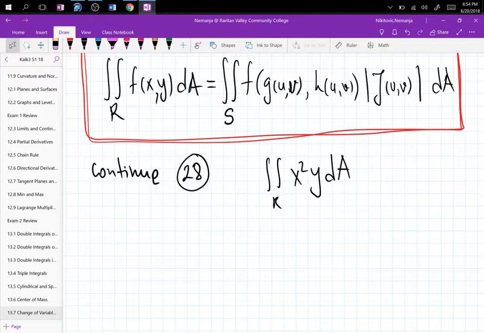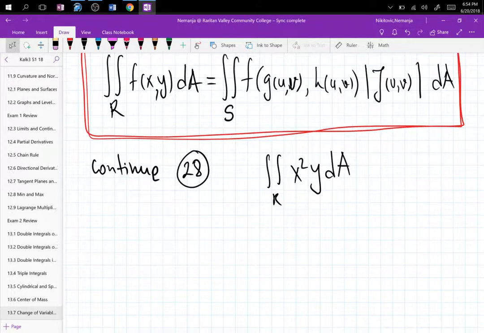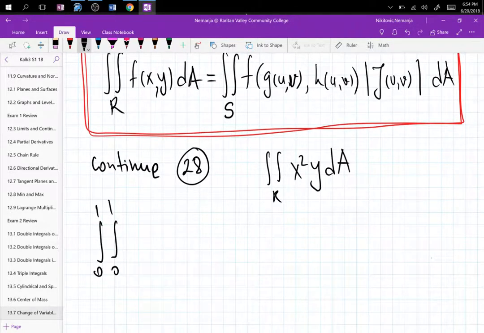All right, so let's go with the transformation. I already know that my new region is that square, 0 to 1, 0 to 1. So double integral 0 to 1 and 0 to 1 is what we have. We have the x squared and the y. They have to be transformed into u's and v's, and I'm using the transformation.